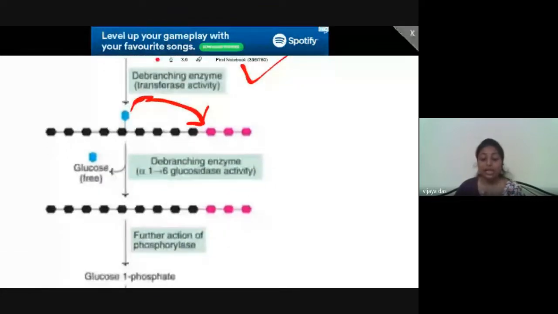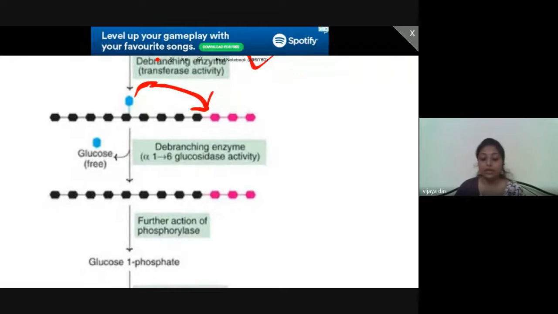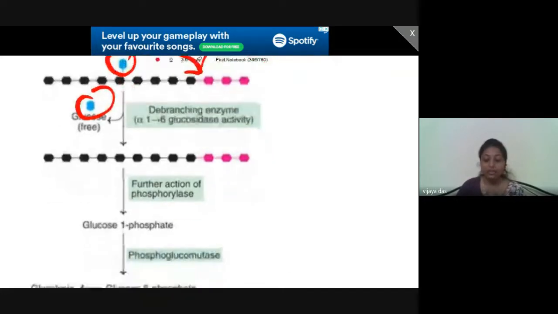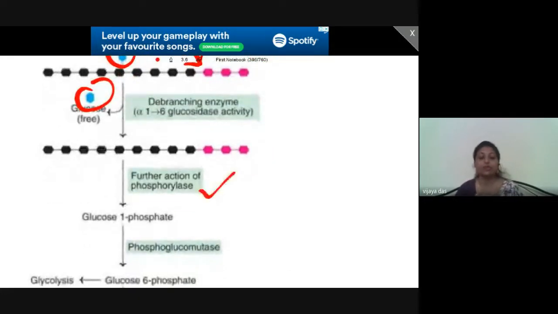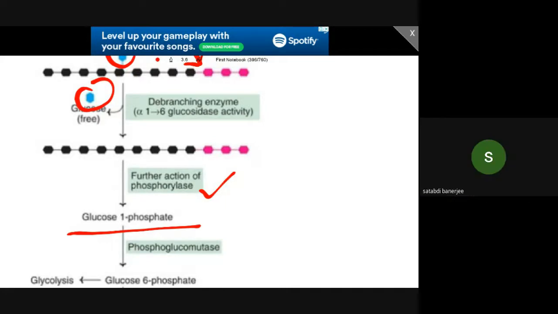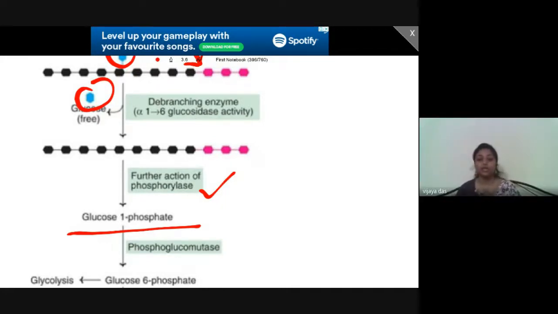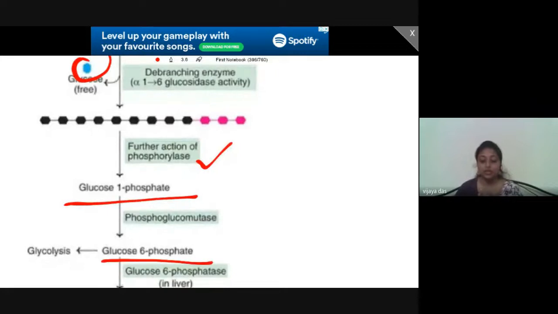After which, in the next step, what should happen? In the next step there will be the release of free glucose. So the free glucose of the head region gets released, and after that there is activity of the phosphorylase enzyme and glucose 1 phosphate is generated. Like we have learned, when glycogen breaks down, we don't directly get glucose 6 phosphate. What were we getting? We were getting glucose 1 phosphate, and then from that what were we getting? Glucose 6 phosphate.